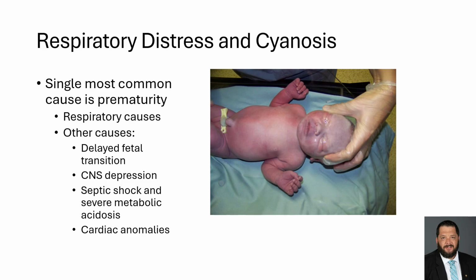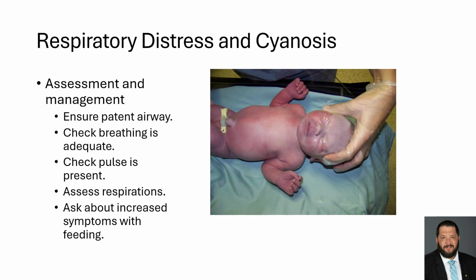The single most common cause of respiratory distress and cyanosis in the neonate or the newborn is going to be early childbirth, born too soon, prematurity. Respiratory causes can be delayed fetal transition. Remember, that's the transitioning from fetal circulation to individual circulation, the closure of the ductus arteriosus and the other two. CNS depression is also a cause. Septic shock or metabolic acidosis can be of concern, as well as cardiac abnormalities, which we'll discuss again in a subsequent lecture.